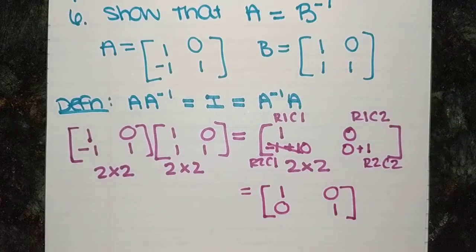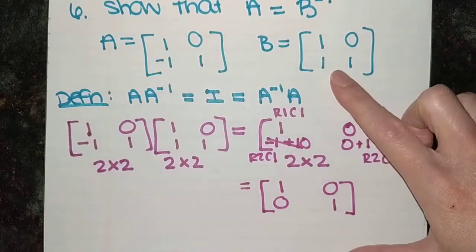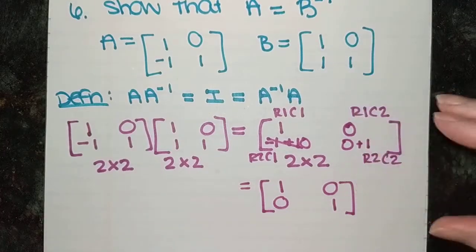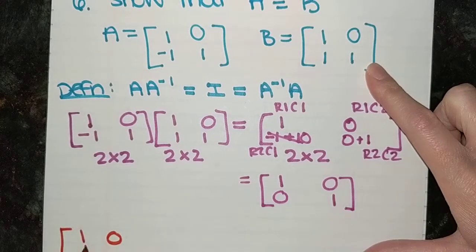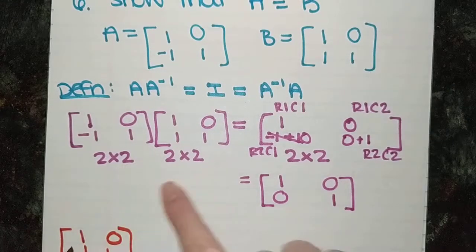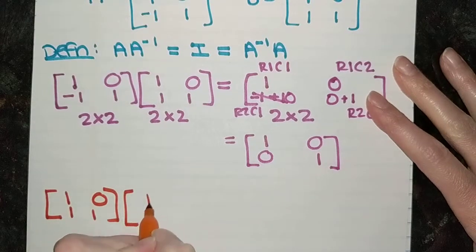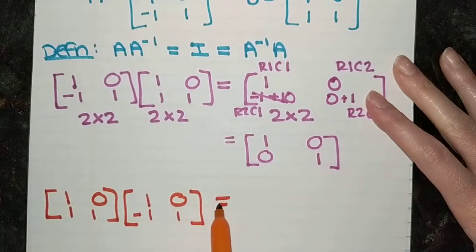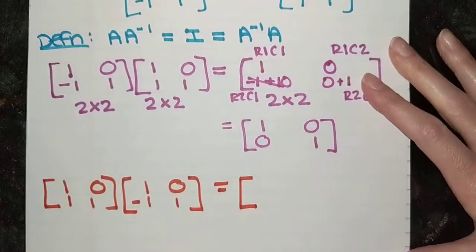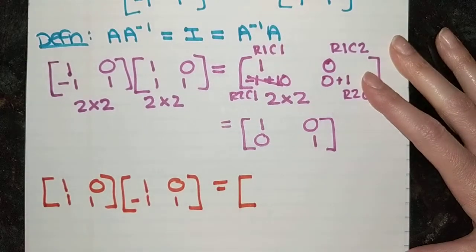Now, just because that multiplication worked out does not mean that it's the inverse. You also have to do the other multiplication. So you basically have to do like B inverse. So what you do here is you take the 1, 0, 1, 1, so flip the order of these matrices, and then 1, 0, negative 1, 1, and multiply together. So again, you have your 2 by 2 multiplied by another 2 by 2. It will give you a 2 by 2 matrix.